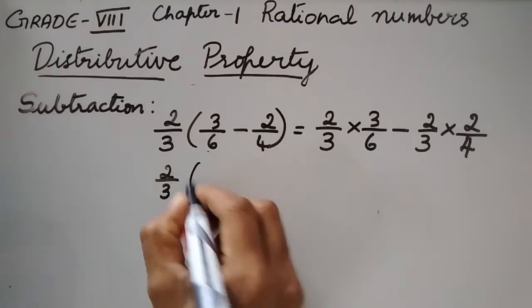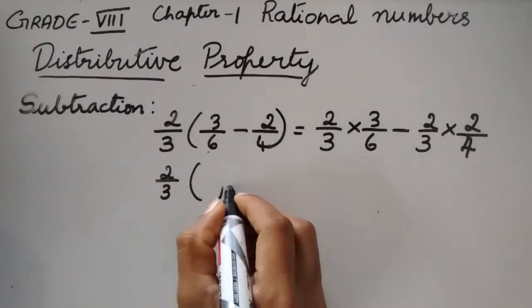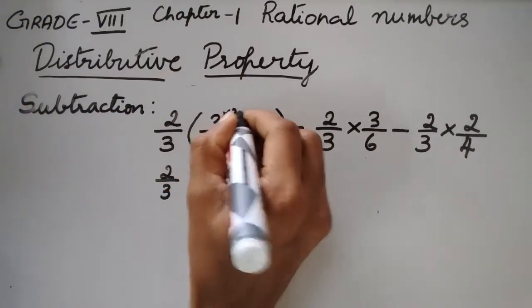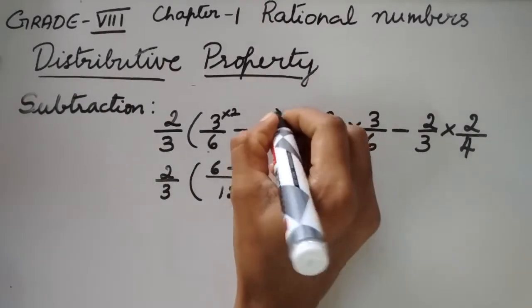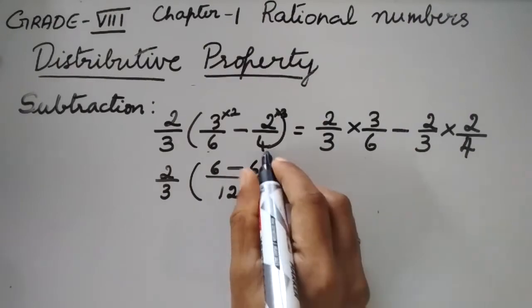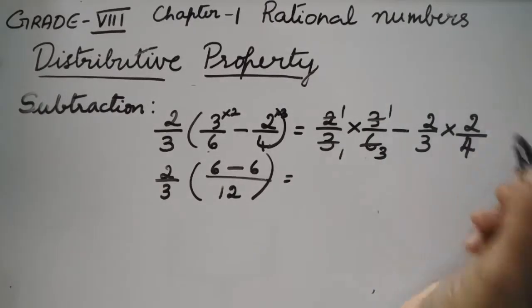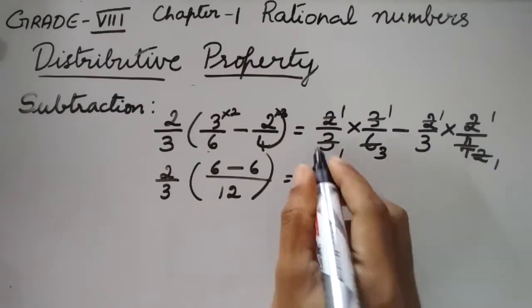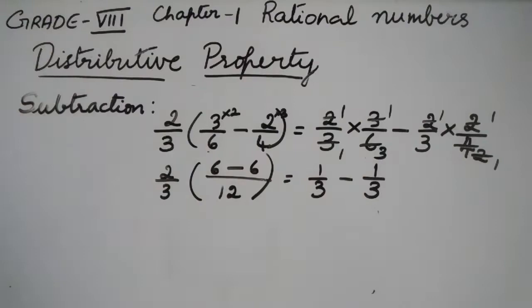So here let us solve LHS part. 2 by 3. Once again, here we need to use the LCM method and we get 12. So 6 how much are 12? 6 2s are, so 3 2s are 6 minus 4 3s are 12. So again it is 6. Close the bracket. Here 2 1s are, 2 3s are 6, 3 1s are, 2 2s are 4, 2 1s are, 2 1s are. So here I will get 1 by 3 minus 1 by 3.